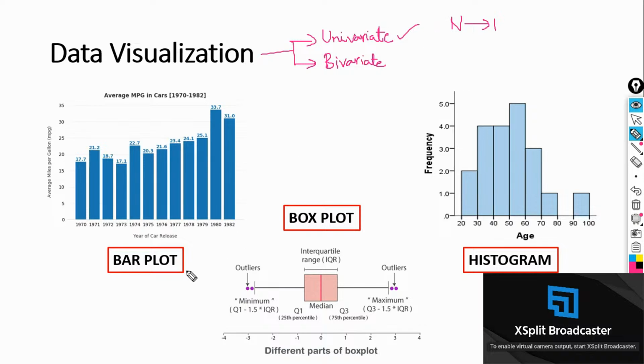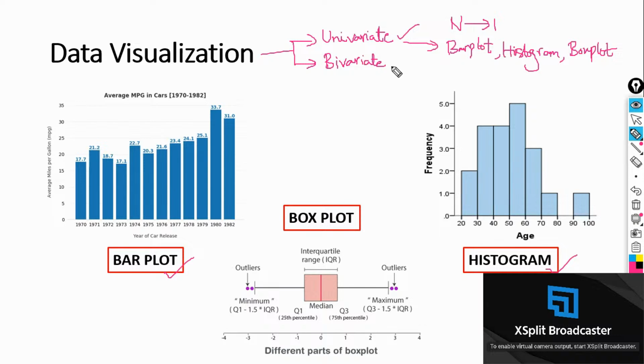Have you ever heard about bar plot, histogram? So, under univariate, we are going to learn bar plot, histogram, box plot. What are these three? These three are univariate visualizations. Univariate visualizations are nothing but visualizing one column data at a time.